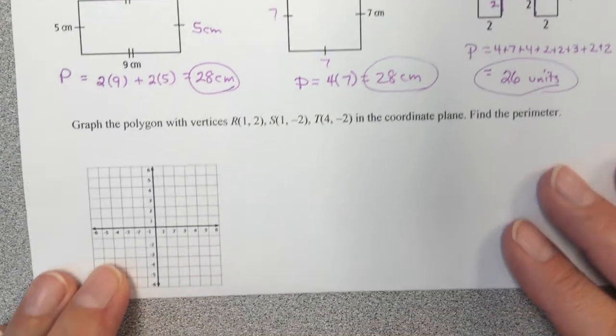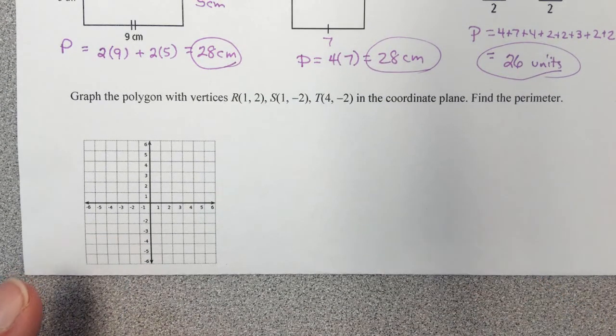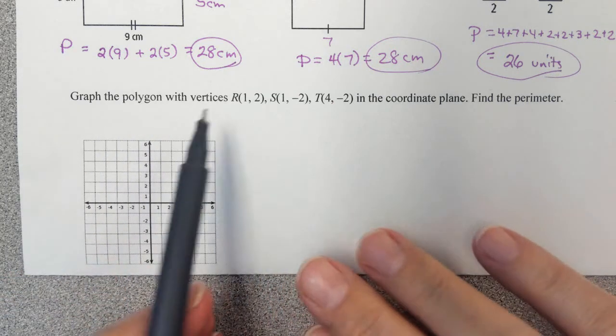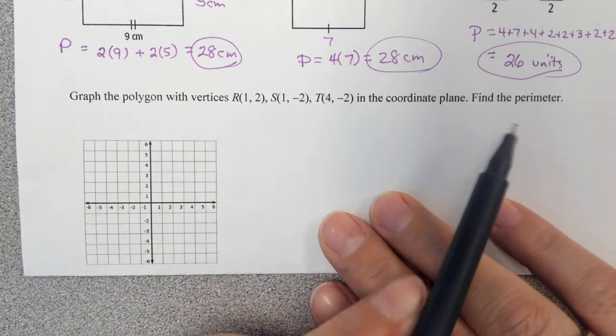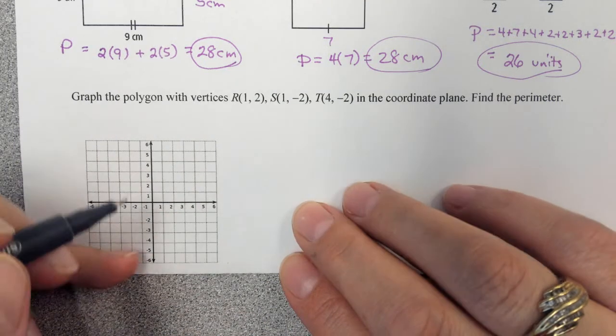Okay, occasionally we get a problem that's in the coordinate plane. So let's take a look at one of those. We have a polygon with 3 vertices that are given, and we want to find the perimeter. So let's do a graph first. We always want to see a picture first.